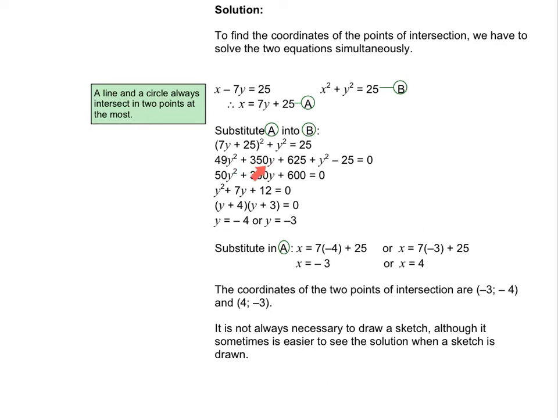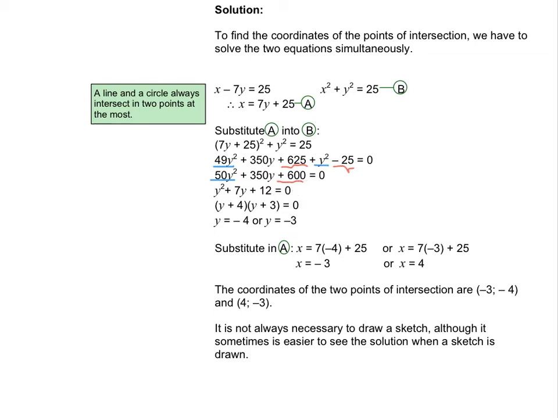Then you mustn't forget your middle term. To get that, I use my short method, 7y times 25 times 2 gives me 350y. The y squared stayed like that, and then I take my 25 on the right hand side to the left hand side and it becomes minus 25. Then I put my like terms together. 49y squared plus y squared is 50y squared. The 350y stays 350y. And when I simplify my constant values, 625 minus 25, I get the 600.